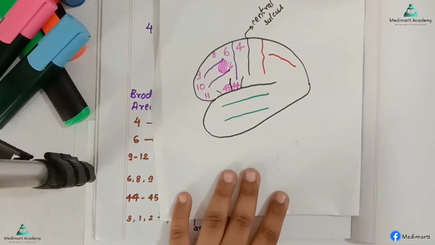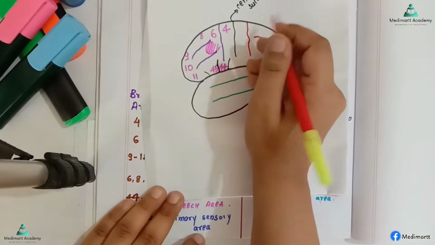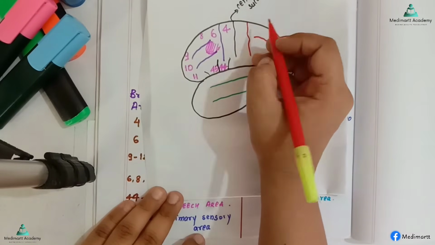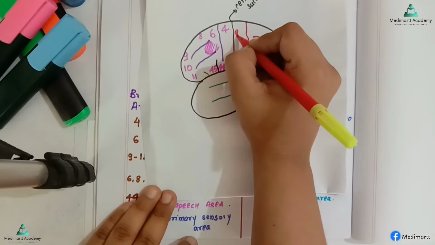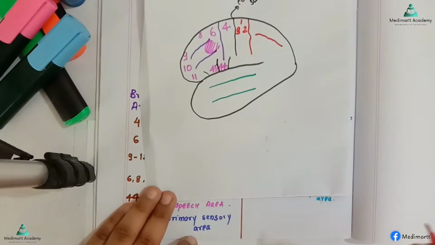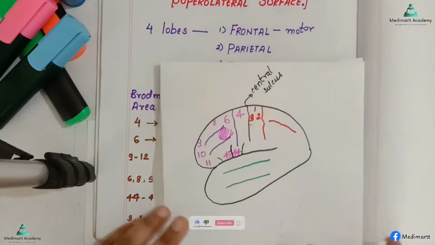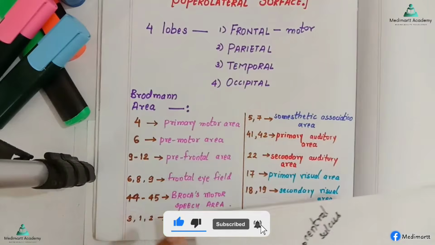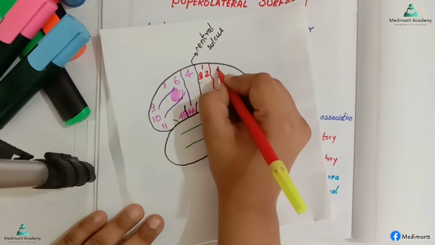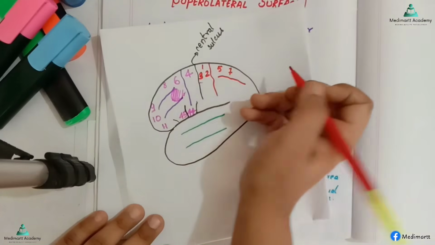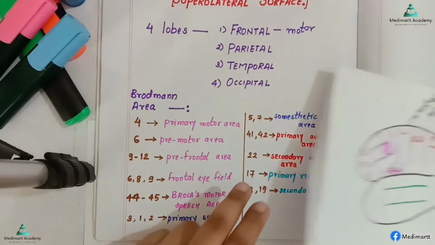Next we will have the parietal lobe. So this is the sensory part behind the central sulcus. In the postcentral gyrus we will have the primary sensory area, that is 3, 1 and 2. You have to write it as 3, 1 and 2. Then we have the area number 5 and 7, which is the somatic association area. It will be present on the superior parietal lobule, 5 and 7. Okay, then this is done for the parietal lobe.